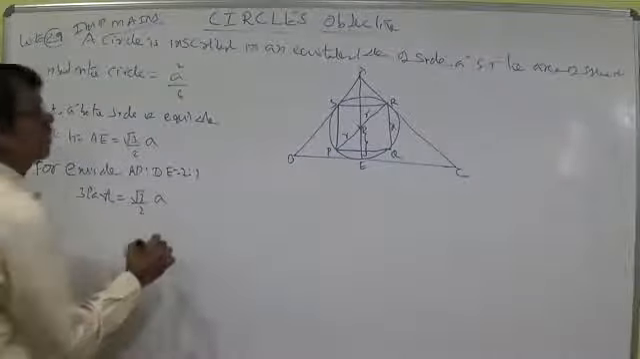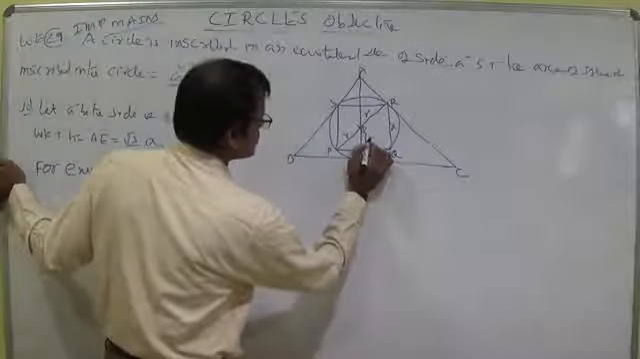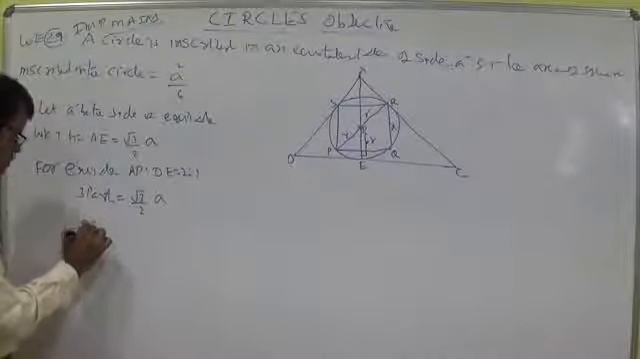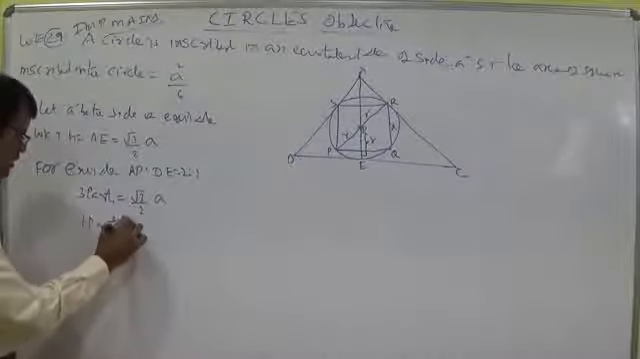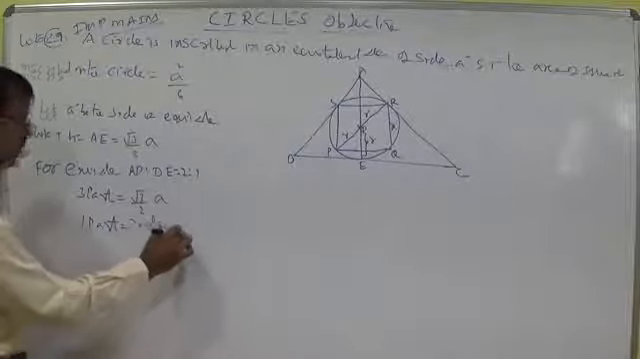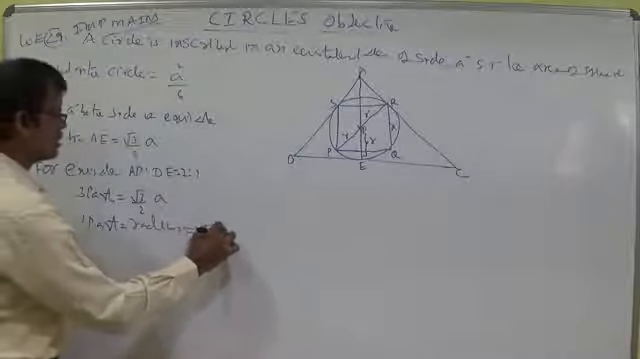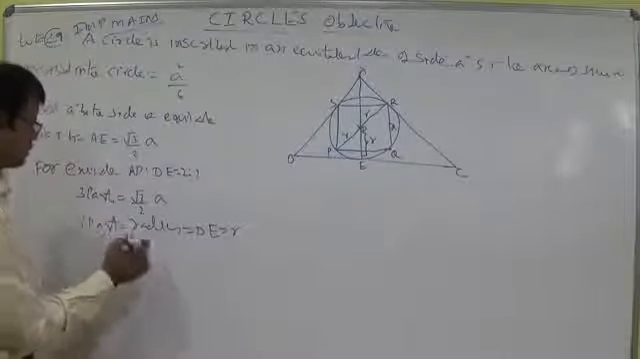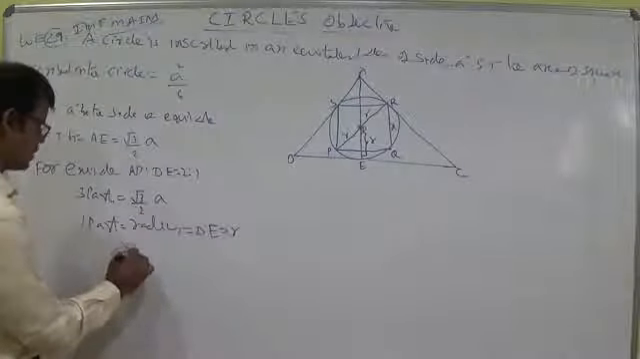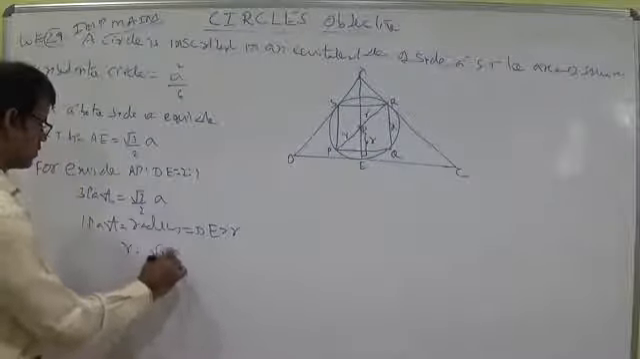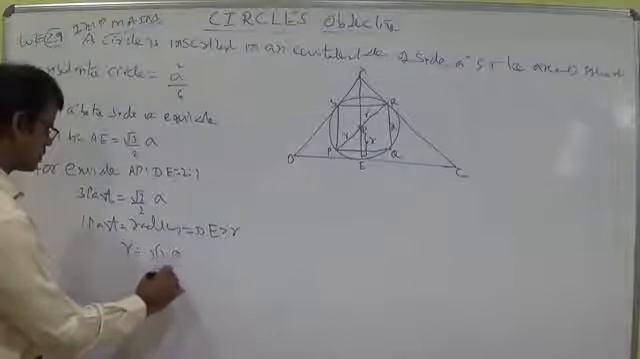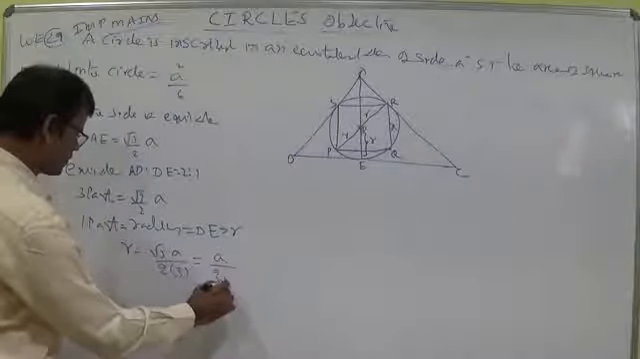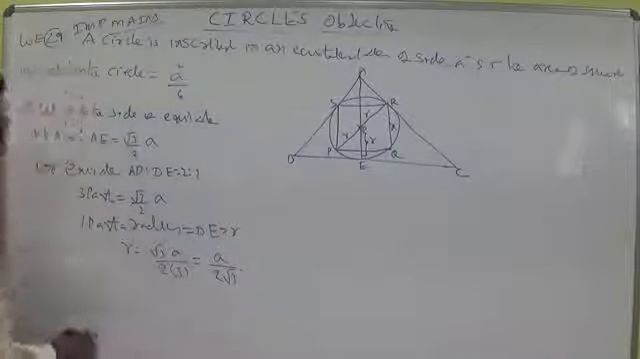3 parts equal root 3 by 2 a. One part means DE, from the center to any point on the circle, is called the radius. So one part is equal to radius, DE is equal to R. So one part is root 3 by 2 a divided by 3. Here I am writing R is equal to root 3 a by 2 into 3, so here you can write a by 2 root 3.